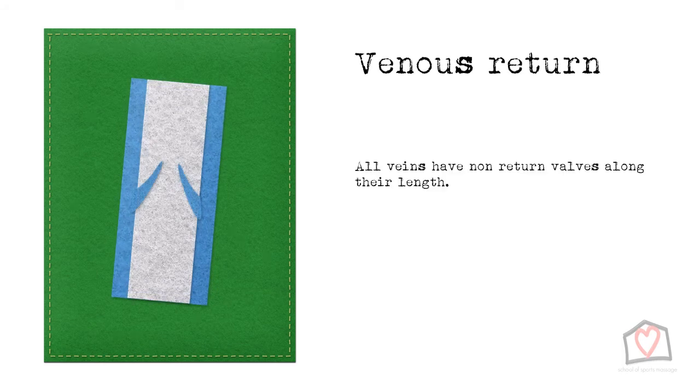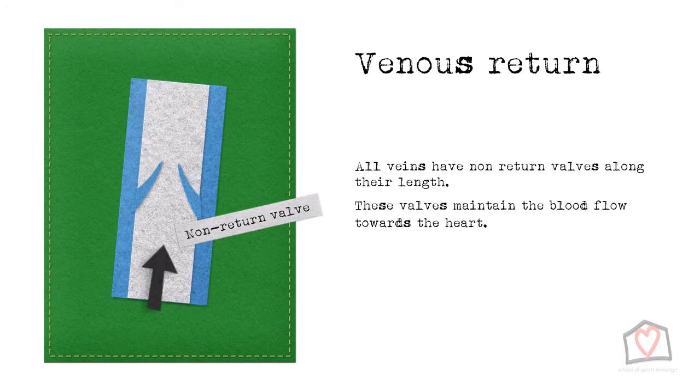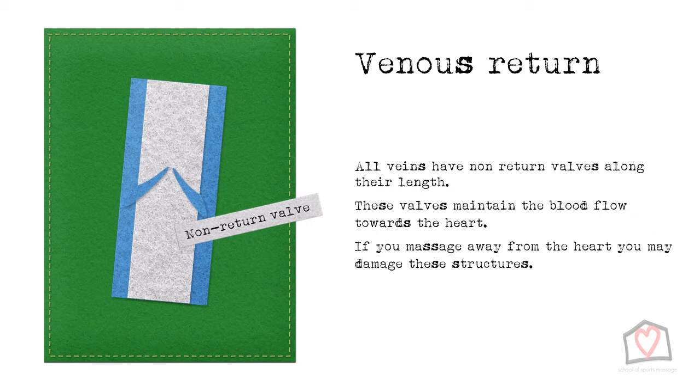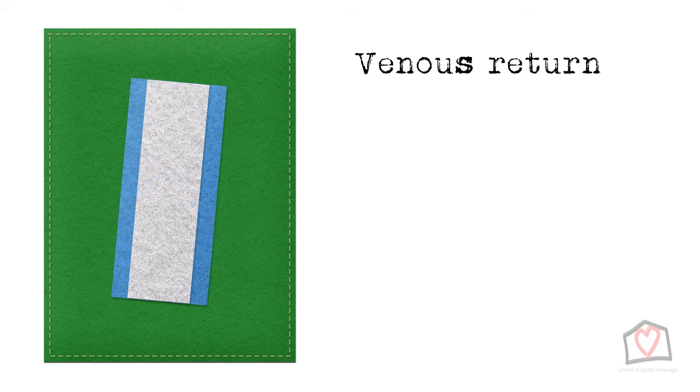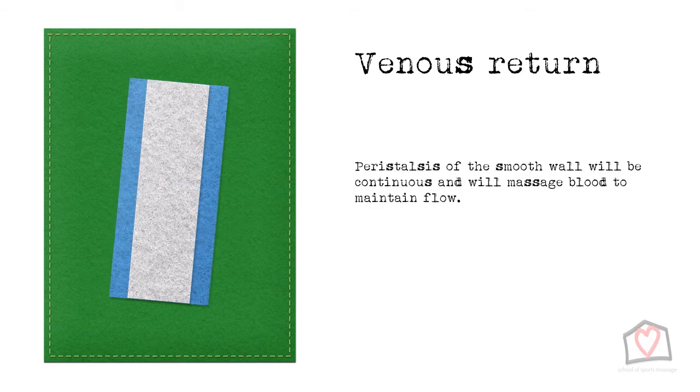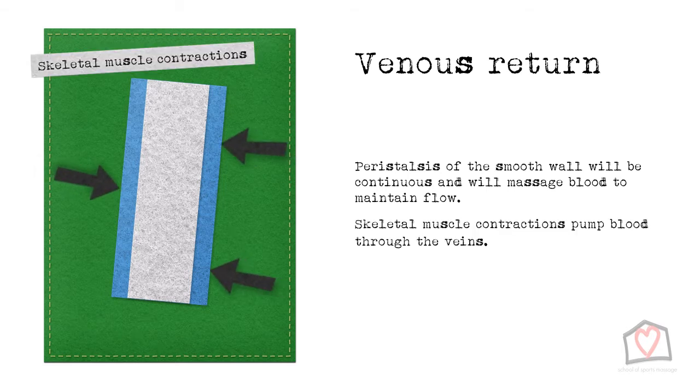All veins have non-return valves along their length. This maintains flow towards the heart, as it will prevent backflow. This is particularly relevant to massage therapists, as if you massage away from the heart, you can damage these structures. In addition, peristalsis of the smooth muscle wall will be continuous and will effectively massage blood to maintain flow. Further to these specific adaptations, skeletal muscle contraction will effectively pump blood through the veins by exerting pressure on the walls.